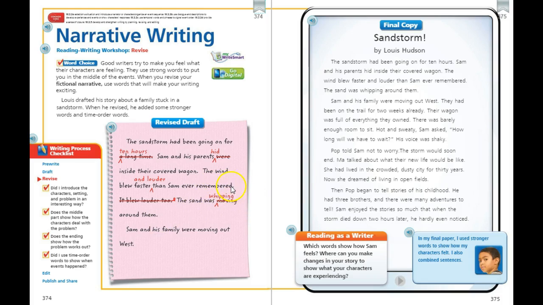The sand was moving around them. He decided to change moving to whipping. Gives us a strong word. We can imagine that for sure. Sam and his family were moving out west. Okay, so let's look at Lewis's final copy, Sandstorm.